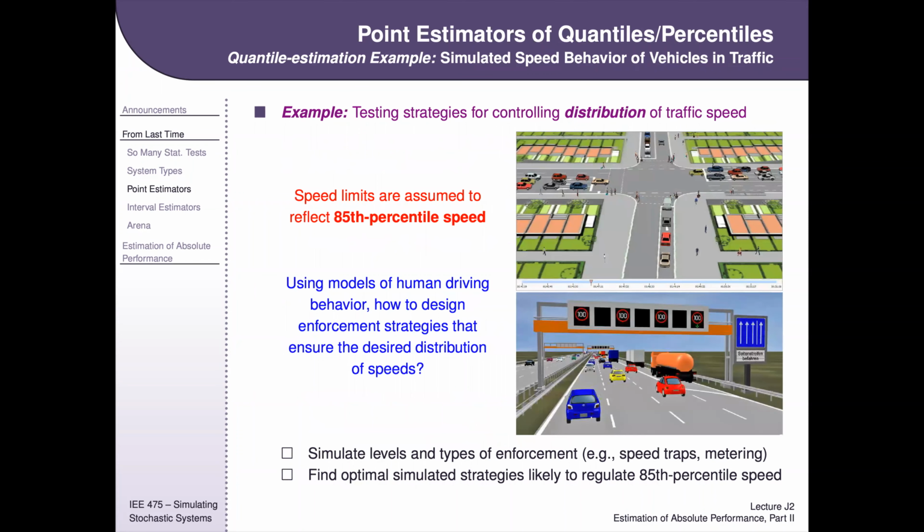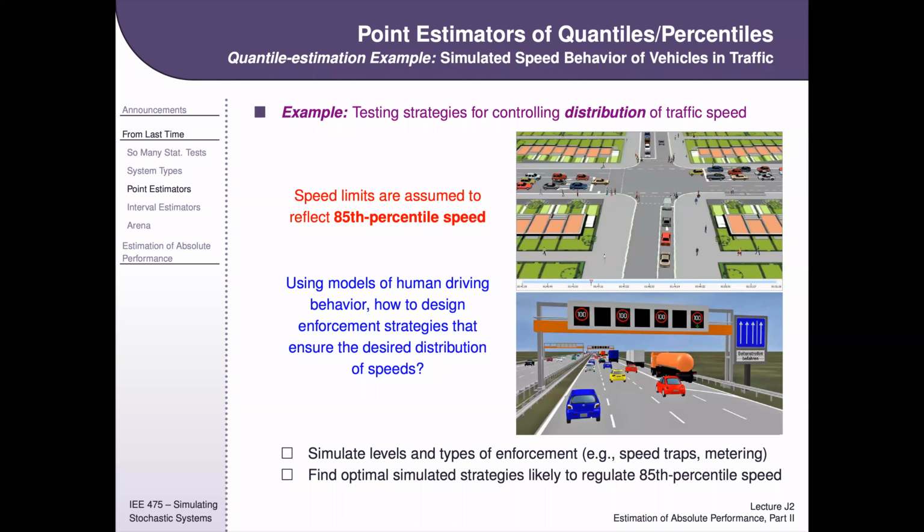So I mentioned speed distributions as an example. If I'm running a simulation like this, I again assume that speed limits reflect the 85th percentile. Let's say I build a traffic simulator of a freeway, and I simulate different enforcement strategies, using models of human behavior on each individual car. So this might be an agent-based model. You could probably use a DES model as well.